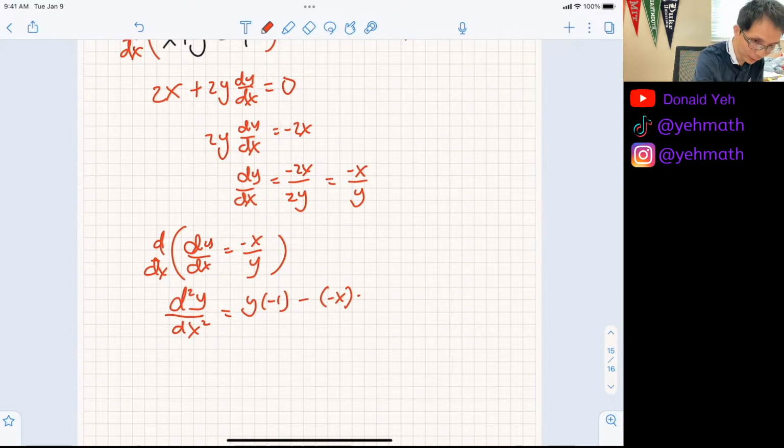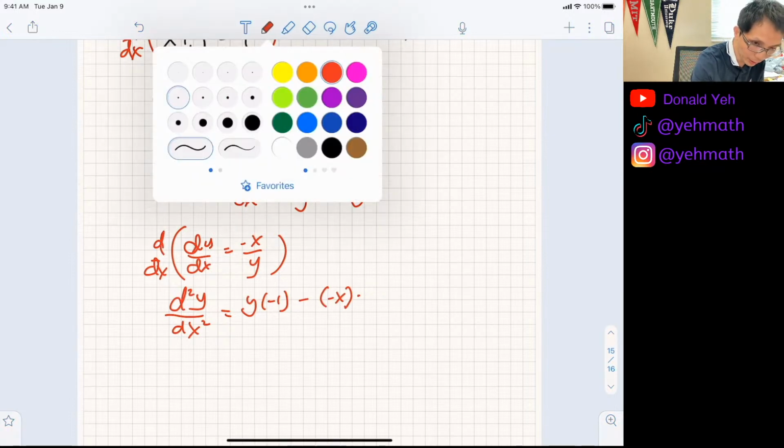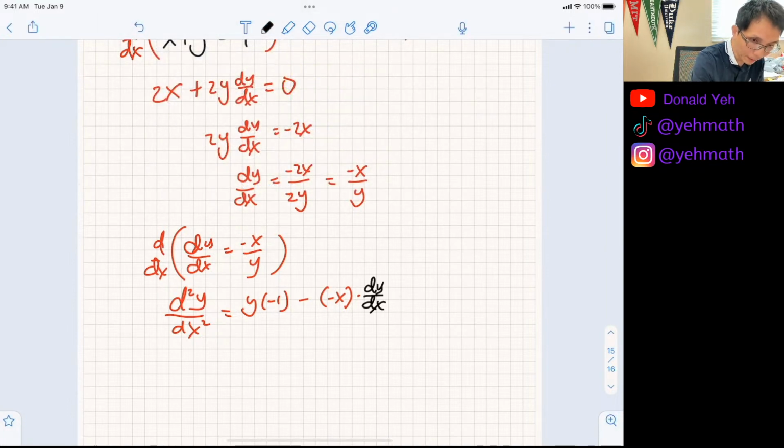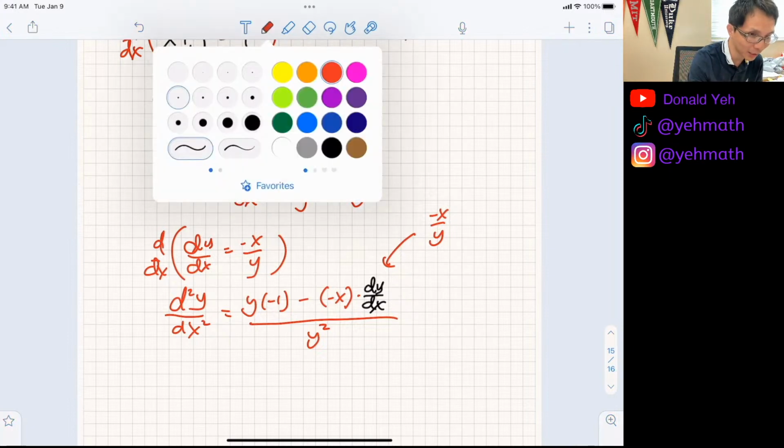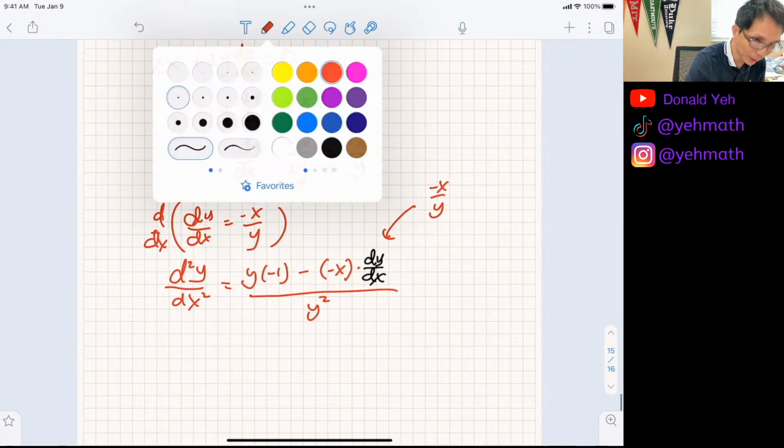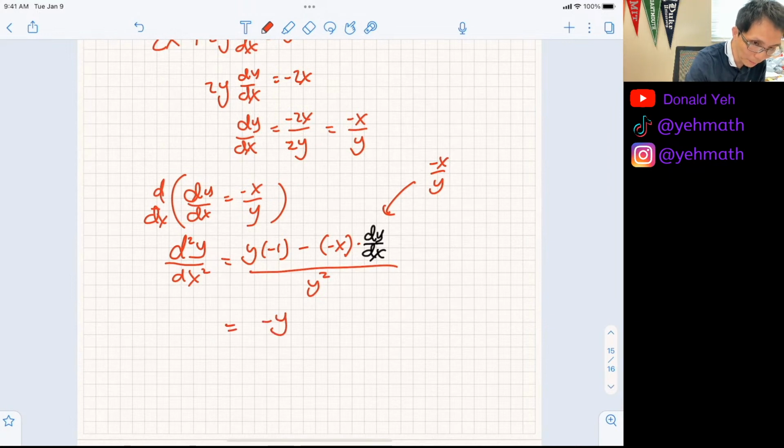I'm going to write this in a different color. This one is going to be dy dx over low low. Is that hard? No, just follow the rules from before. What do we know dy dx is? Negative x over y. So can I plug in negative x over y? Because we don't want a d2y dx2 that has a dy dx in there. So I'm going to plug in there. So that's equal to negative y plus x times negative x over y, all over y squared.